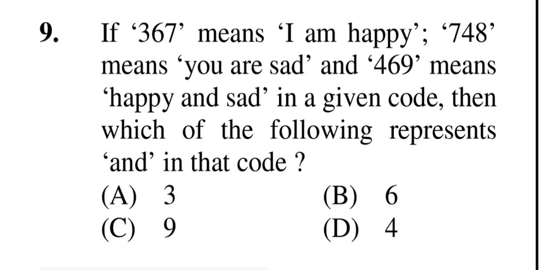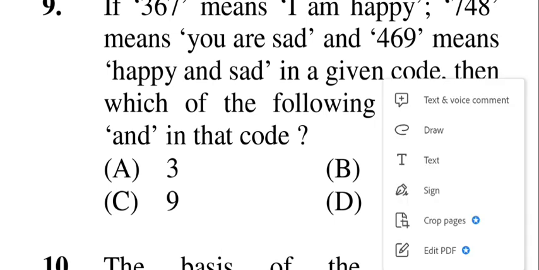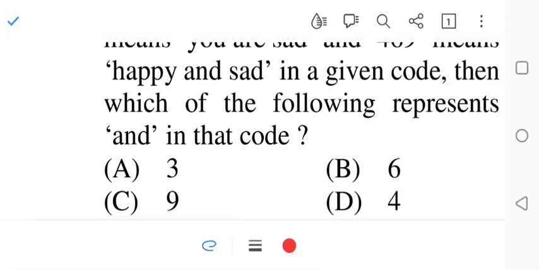Number 9: if 367 means I'm happy, 748 means you are sad, and 469 means happy and sad in a given code, then which of the following represents 'and' in that code? Let me repeat it. The correct answer will be 9. 'And' is represented by 9.